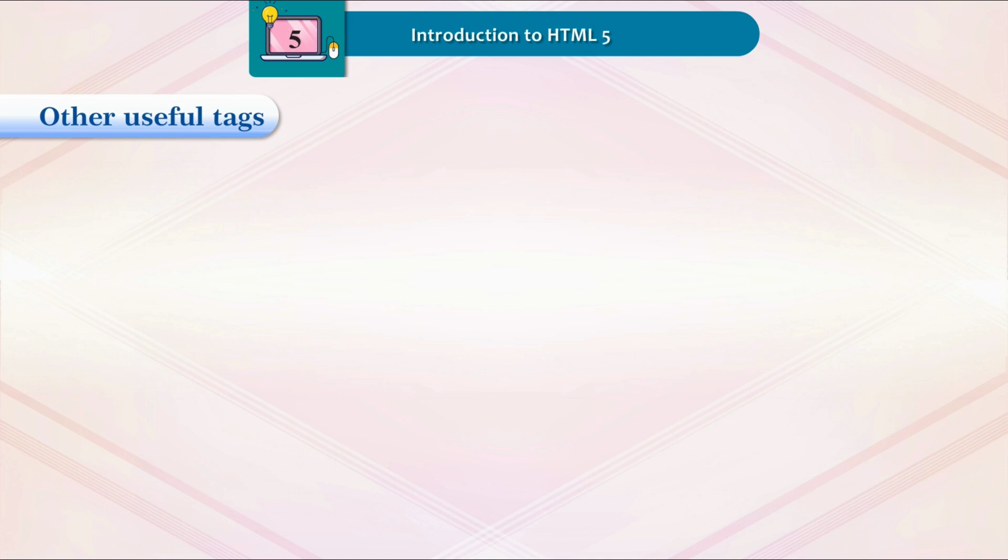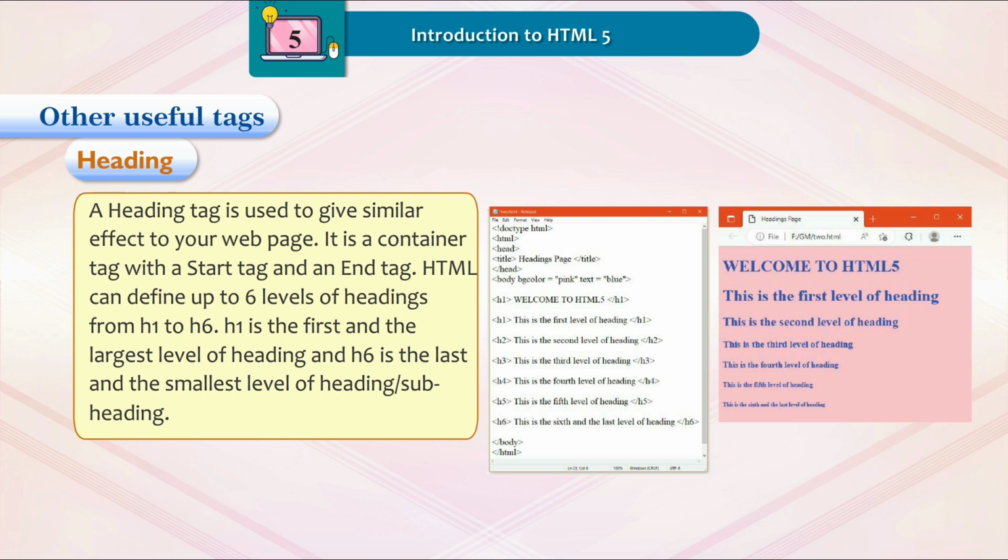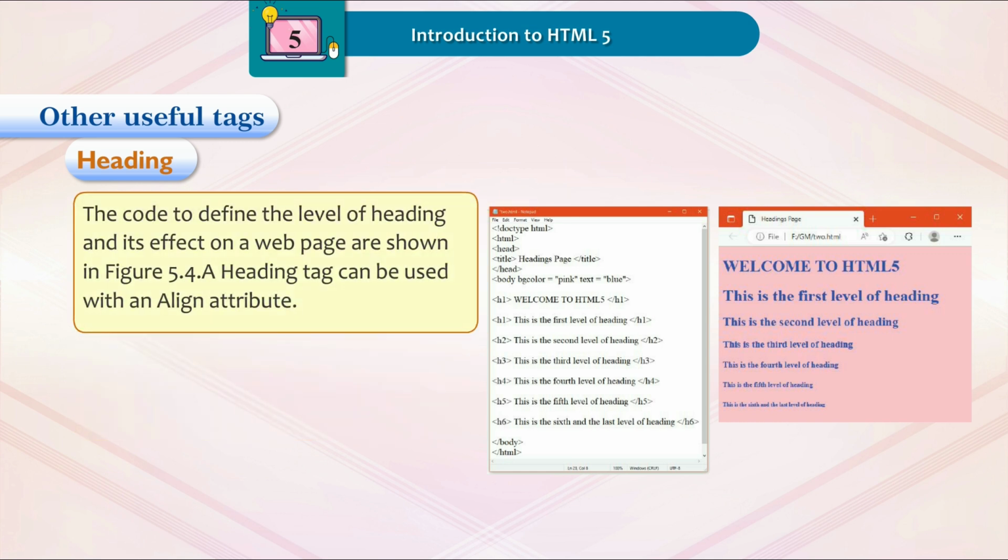Other useful tags. Heading. In this chapter, you must have observed that there are various headings and subheadings. These subheadings sometimes have their own further subheadings. All these are known as levels of headings. A heading tag is used to give a similar effect to your web page. It is a container tag with a start tag and an end tag. HTML can define up to 6 levels of headings from H1 to H6. H1 is the first and the largest level of heading, and H6 is the last and the smallest level of heading or subheading.